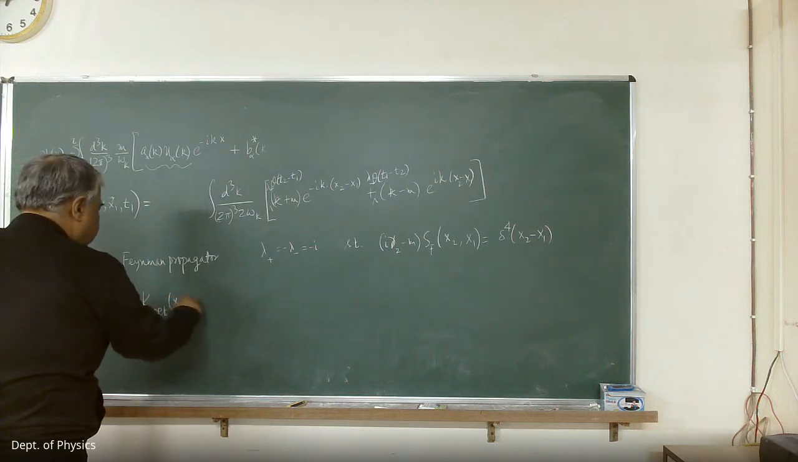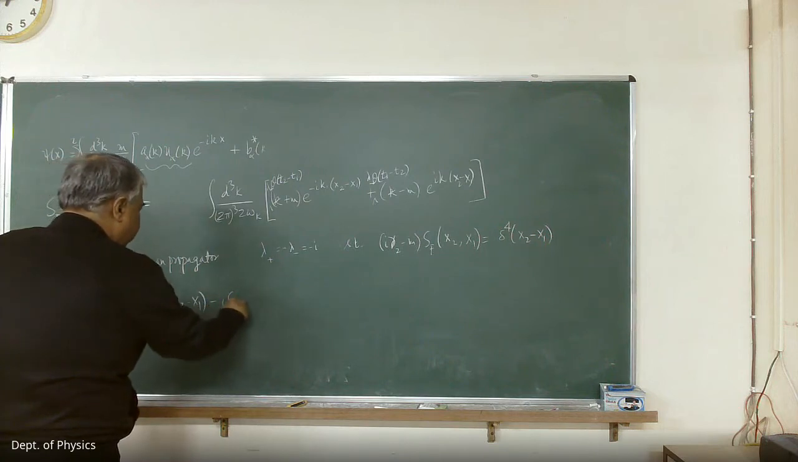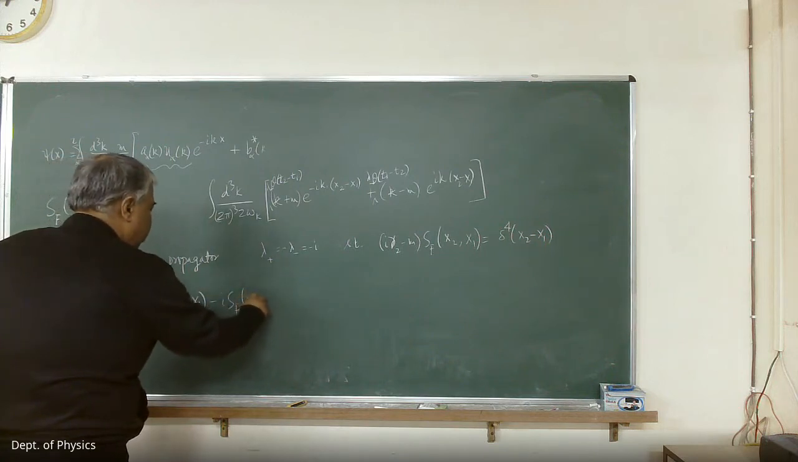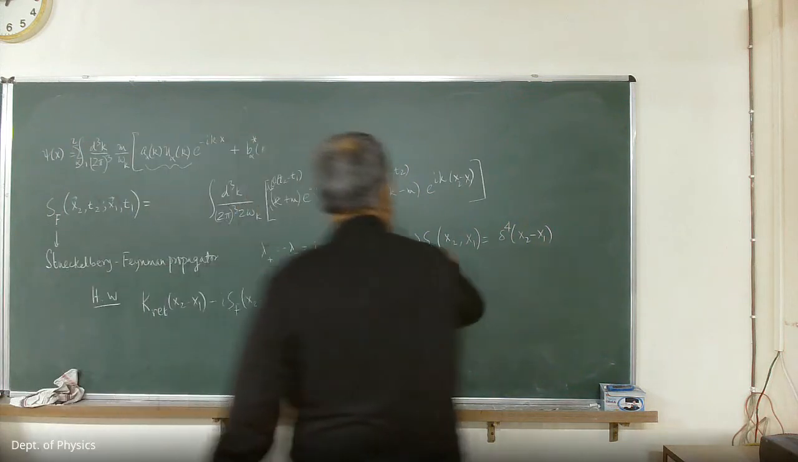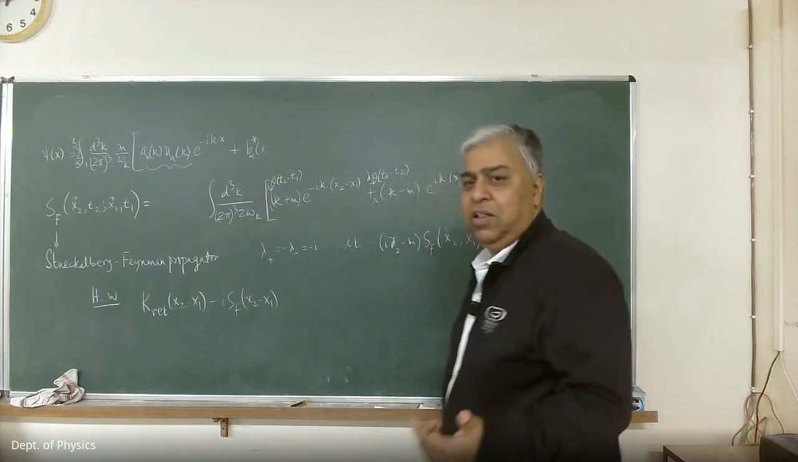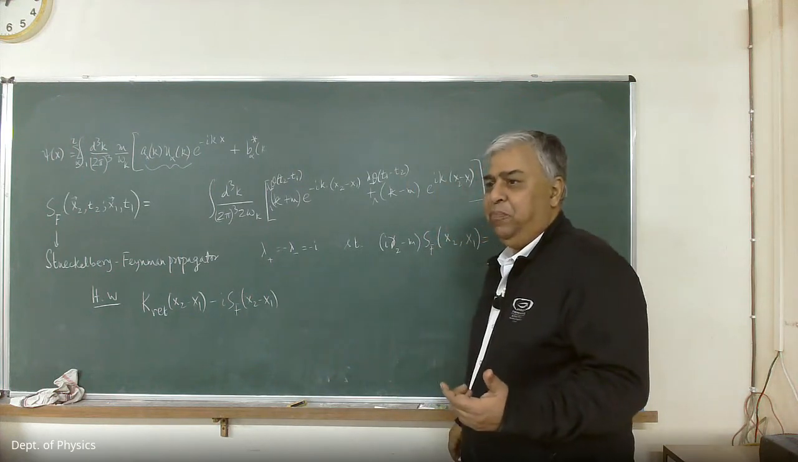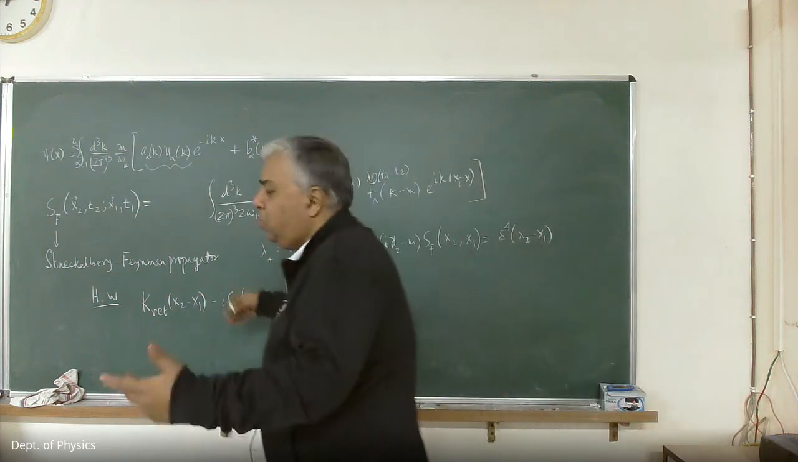x2 minus x1. Instead of writing x2 comma x1, I can write x2 minus x1 because it depends only on the difference. So it is translational invariant, as I say. So I will write both the ways.